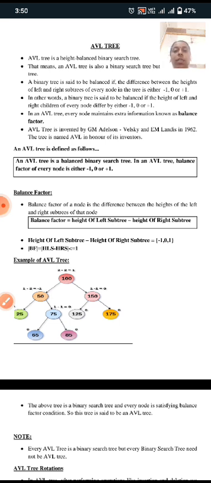In an AVL tree, every node maintains some extra information, that is a balance factor. The AVL tree was invented by G.M. Adelson-Velsky and E.M. Landis in 1962. Here the correct definition for the AVL tree is a balanced binary search tree. In an AVL tree, the balancing factor of every node is either -1, 0 or +1.